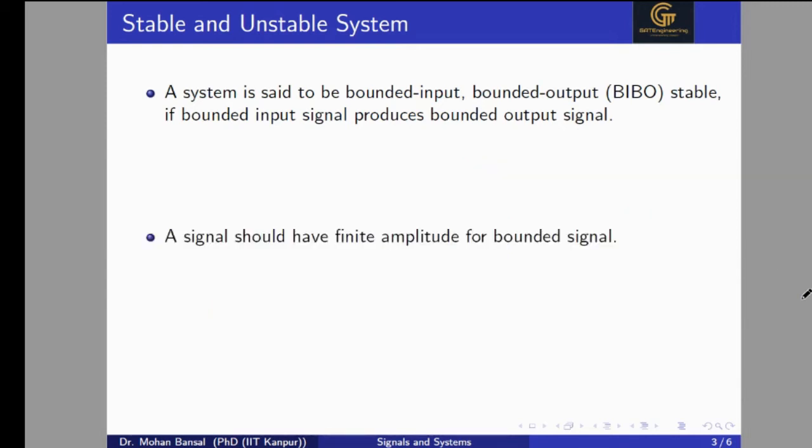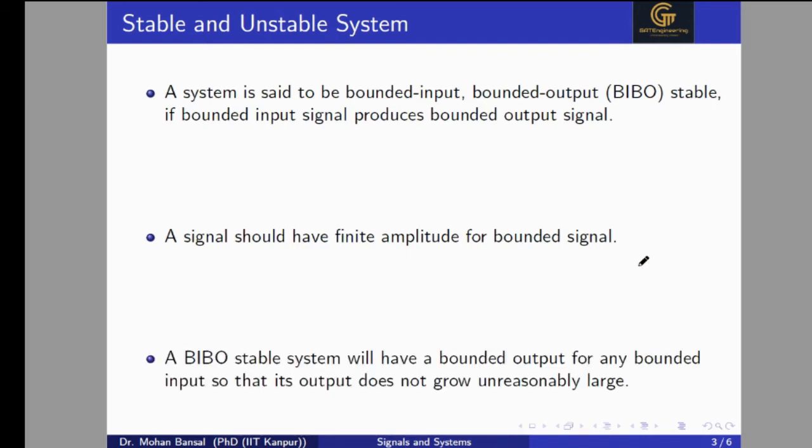Now, the definition is that the signal should have finite amplitude for a bounded signal, which we have already explained in the figure presentation. A BIBO or stable system will have a bounded output for any bounded input signal, so that its output does not grow unreasonably large. Like that, for t tends to infinity, its amplitude should be finite or tend to 0. That kind of signal is a bounded signal, and if a bounded signal is producing a bounded output signal, we can say that it is a stable system.